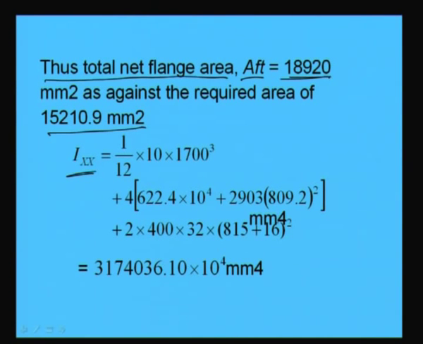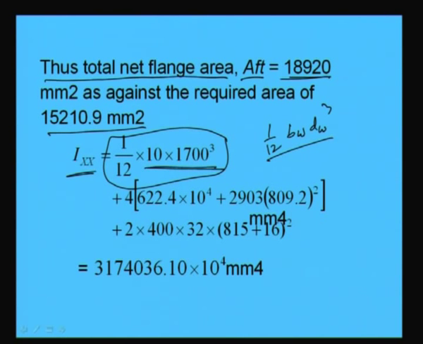IXX will become what? 1 by 12 BD cube, B is this because of this web, 1 by 12 BW into DW cube, I can say, where DW is 1700 and BW is 10. So, this plus this is because of angle, 4 angles are there. So, 4 angles, its own moment of inertia is 622.4 into 10 to the 4 plus AR square, right. Area of angle section is given and the distance can be found out.